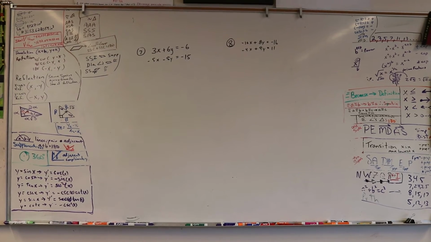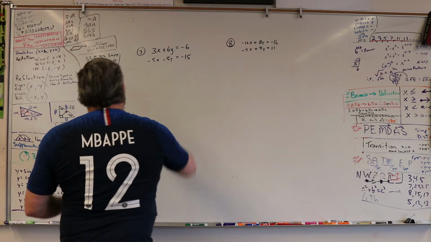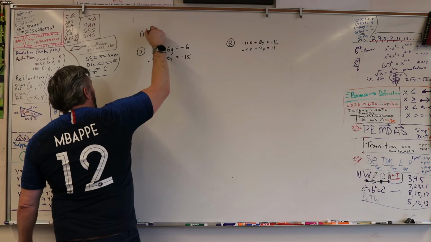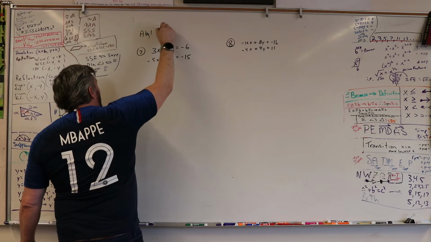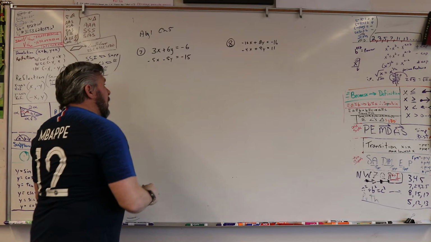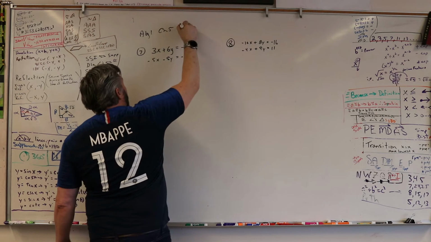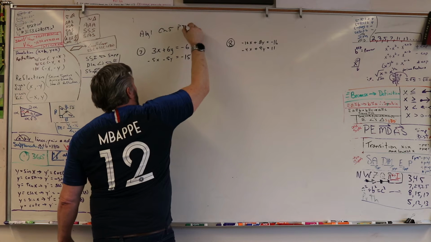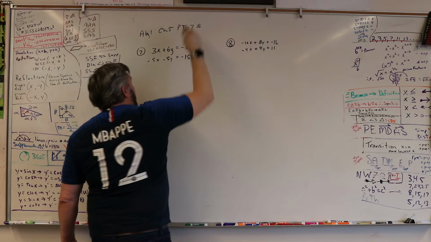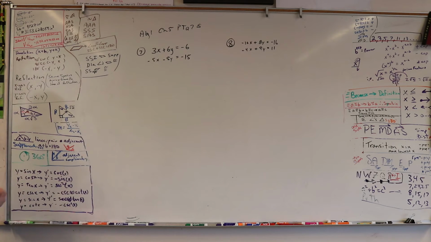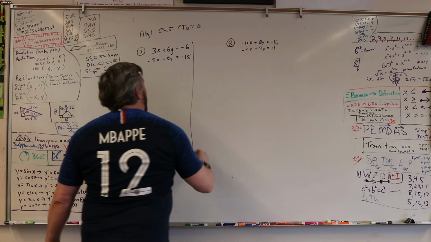All right, here we go. We got number 7, number 8, Algebra 1. Chapter 5 practice test, questions 7 and 8. Okay? So, number 7, the first step. What is it?